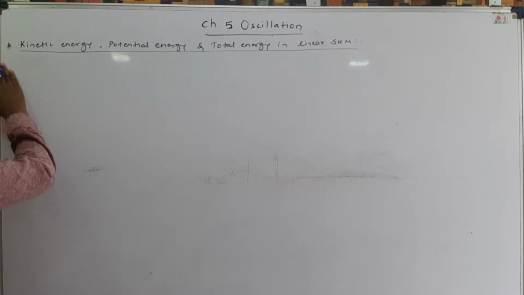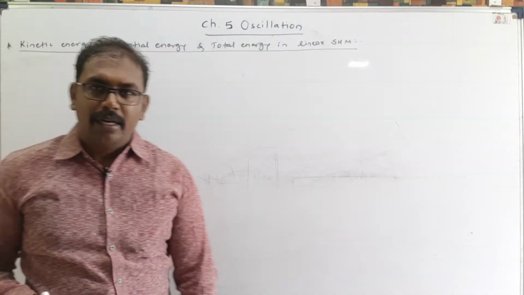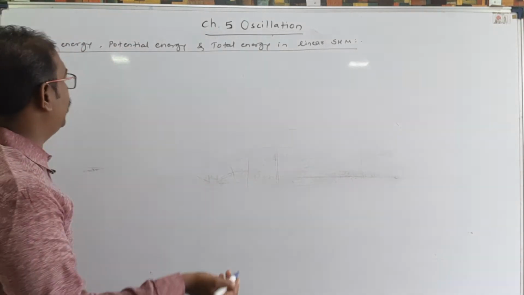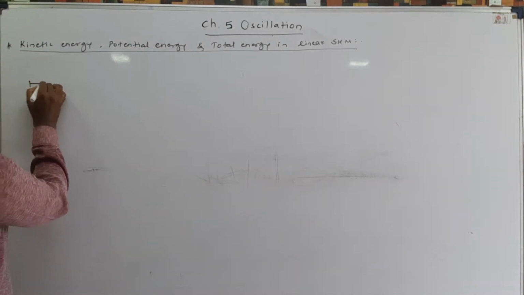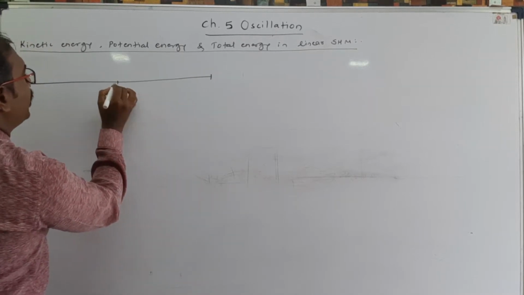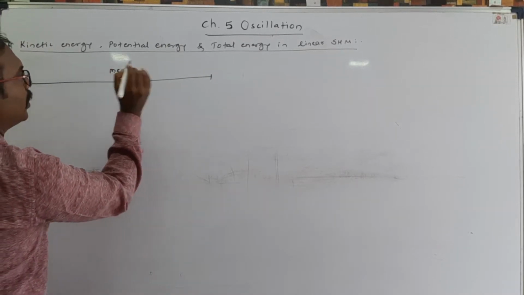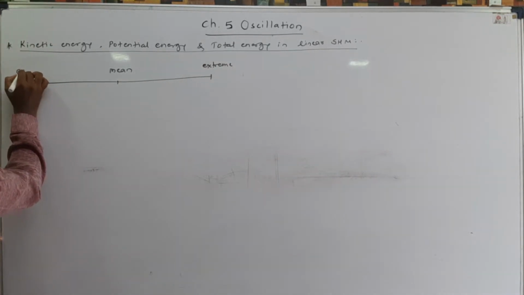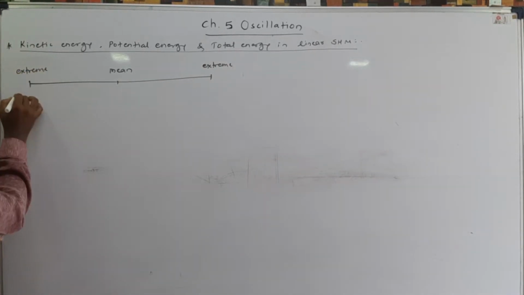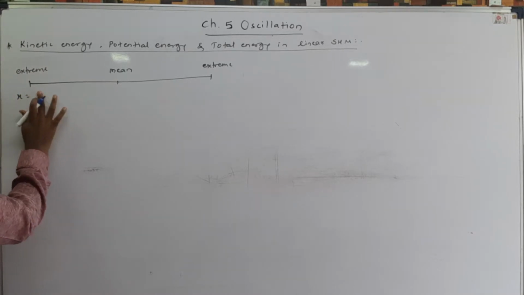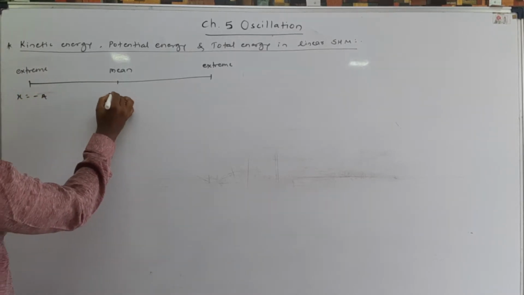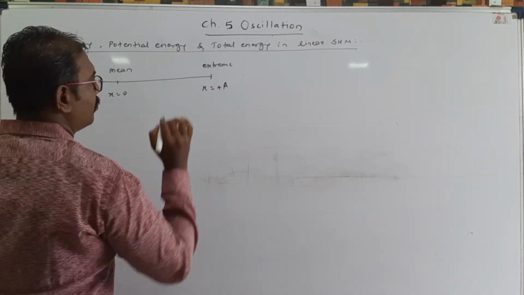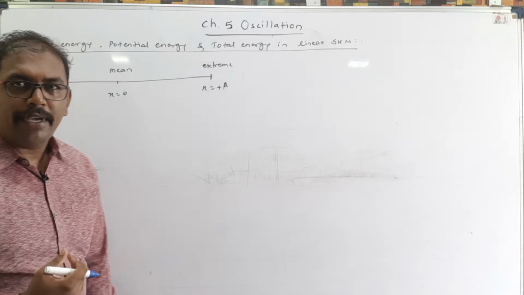Before the kinetic energy, we consider a particle or object performing a linear SHM. Let me draw the diagram here. This is the mean position. This is the positive extreme side, and this is the negative extreme side. So here x is equal to minus a, here x is equal to 0, and x is equal to plus a. Now the particle is performing linear SHM.